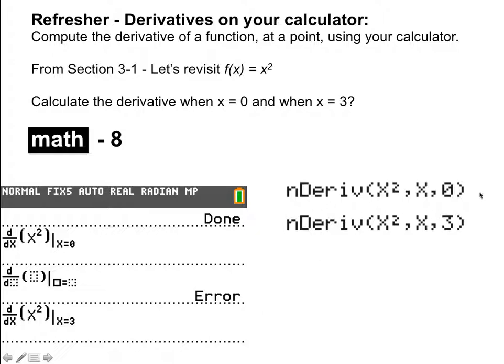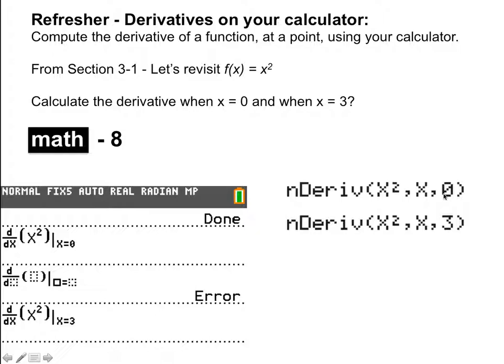If you're using an older calculator, it's not as pretty looking. But the syntax, in other words the order in which you put things in, has to be function, comma, x, which stands for the differential, so it's the dx in the bottom, and then comma 0, because we want to evaluate the value at 0.